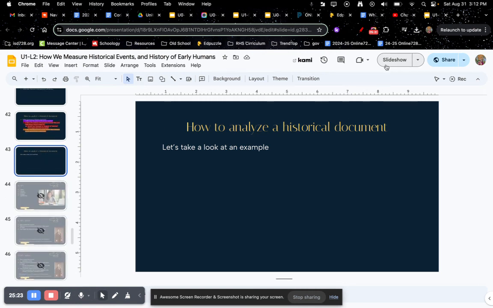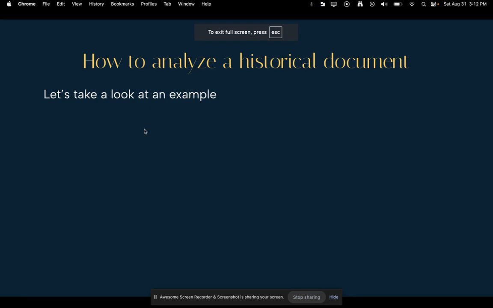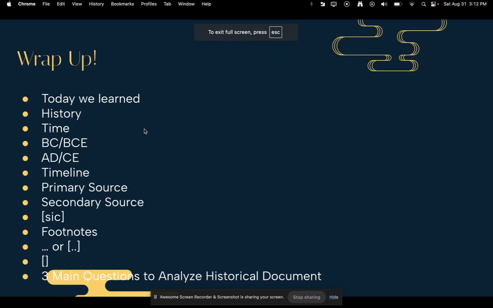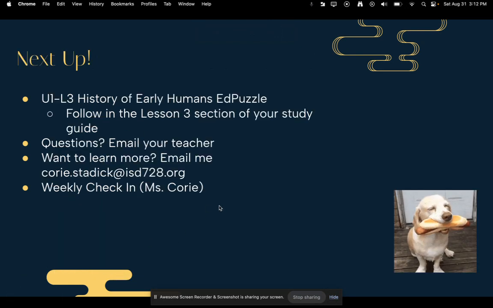All right, let's move on back to the slideshow. All right, so today we learned about history, time, BC, BCE, AD, CE, timeline, primary source, secondary source, sic, footnotes, the dots or the dots in brackets, the brackets, and the three main questions to analyze historical documents.